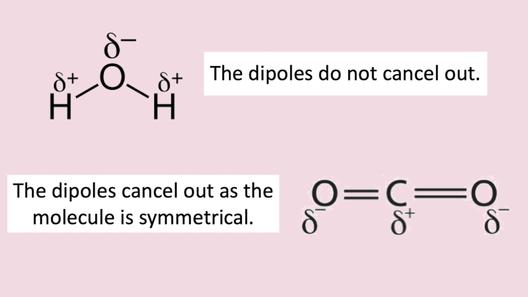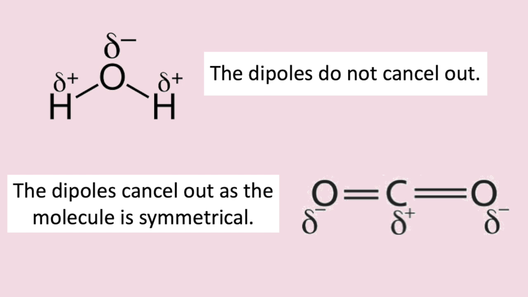Water has two electron bonding regions. There are also two lone pairs around the oxygen atom. This gives water a non-linear shape. The shape is not symmetrical, therefore the dipoles do not cancel out, and water is polar.